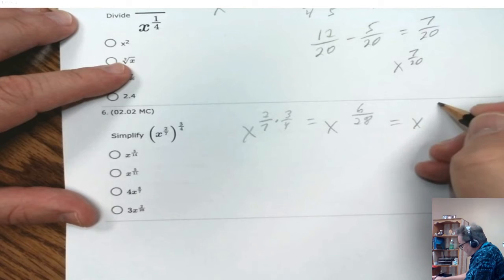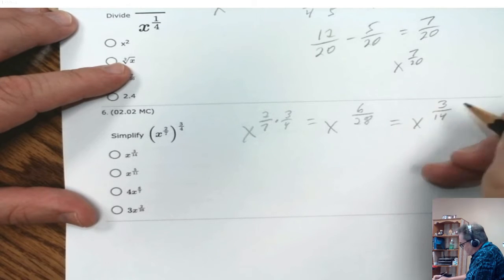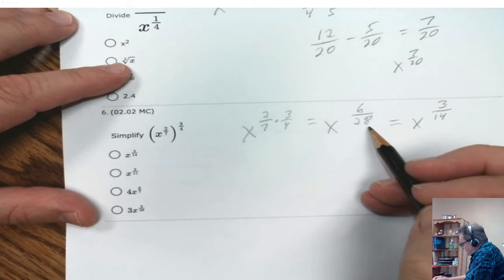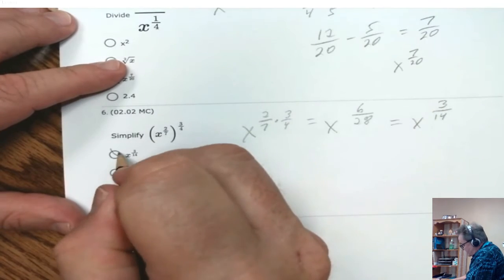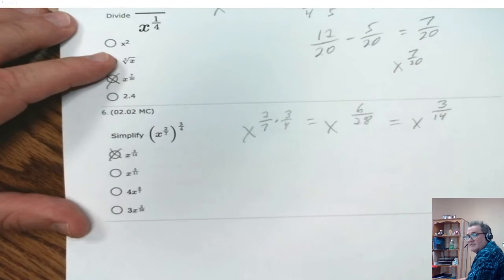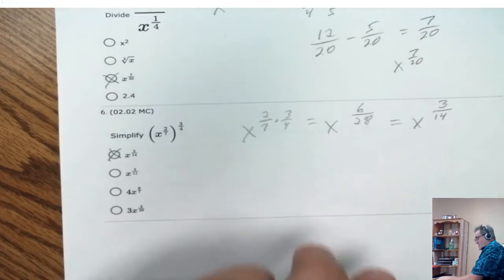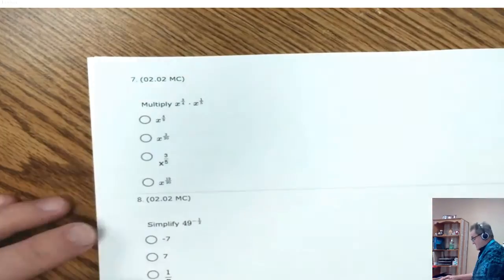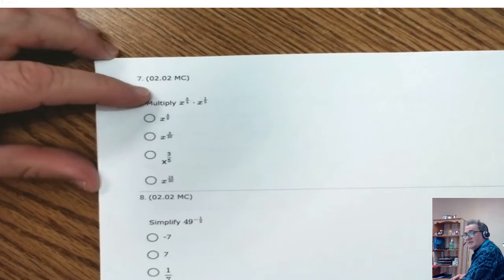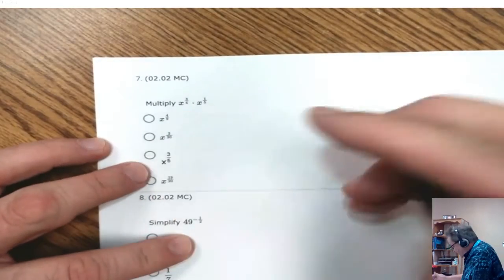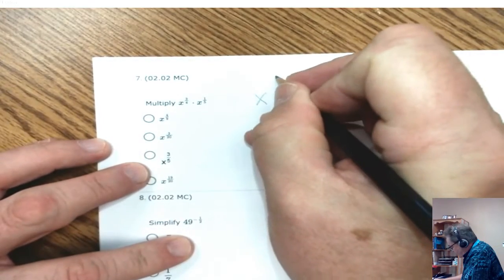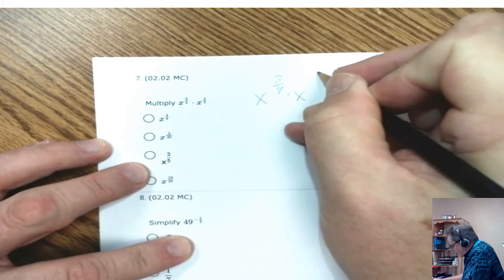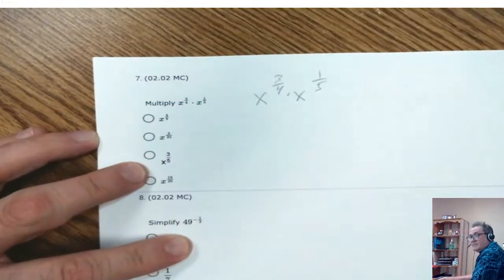So that's the same thing as 3/14 because we just divide by 2 on top and bottom, and we get 3/14, which is the first choice right there, 3/14. All right, let's move on. Number 7. This is multiply x to the 3/4 times x to the 1/5.